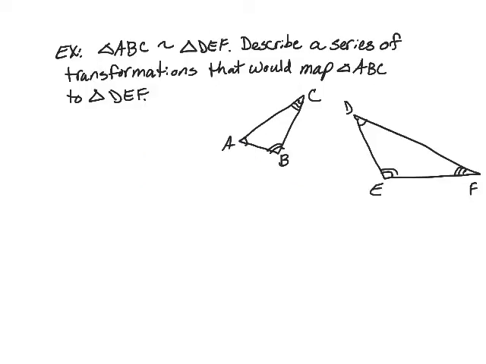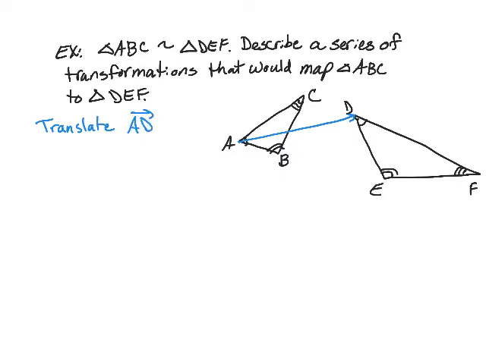Okay, so in this example, we're given that ABC is similar to DEF. And I want to describe a series of transformations that would map triangle ABC to triangle DEF. So the first thing we want to do, this is like our rigid motions, I want to translate. I usually recommend translating first. So we're going to line up point A with point D. So that would be a translation. We could do this in symbols or we could do this in words. Translate with the vector AD. That maps A to D.